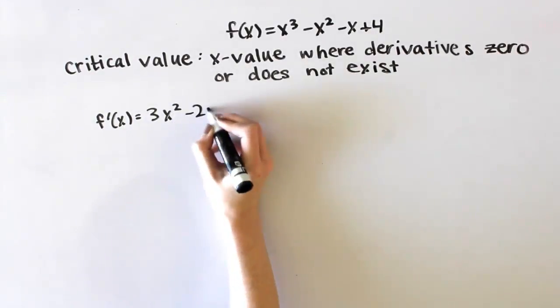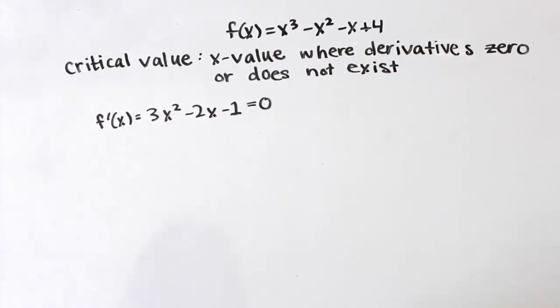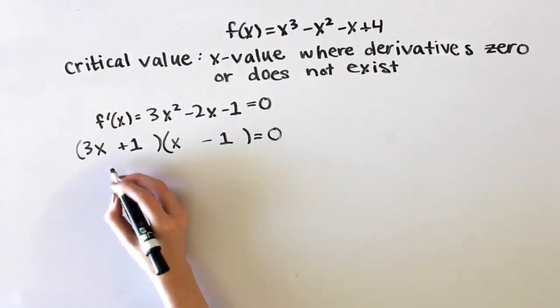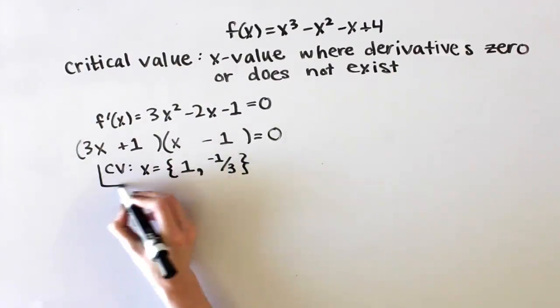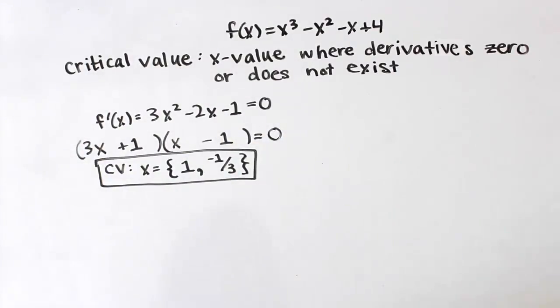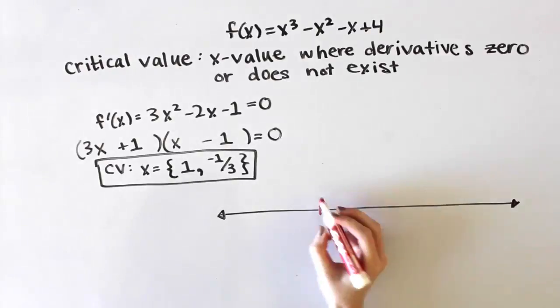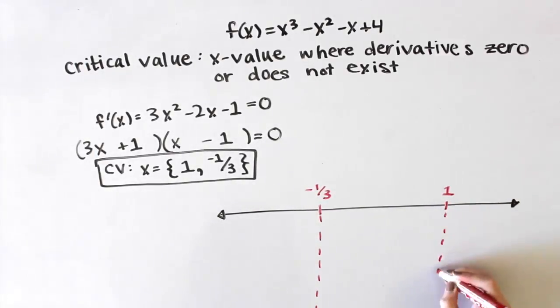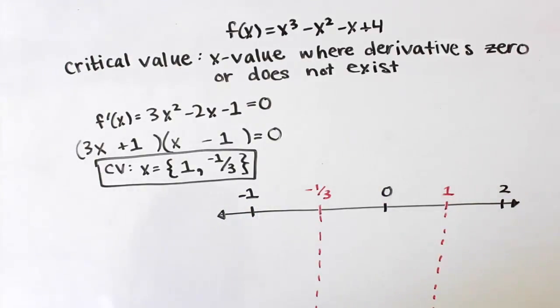The derivative of our function is 3x squared minus 2x minus 1, and we're going to set that equal to 0 and then factor to find our critical values to be 1 and negative 1/3. Now we can use a number line to test whether the derivative is positive or negative on either side of each critical value. I'm going to plug in negative 1, 0, and 2. You could pick any values on either side and in between.